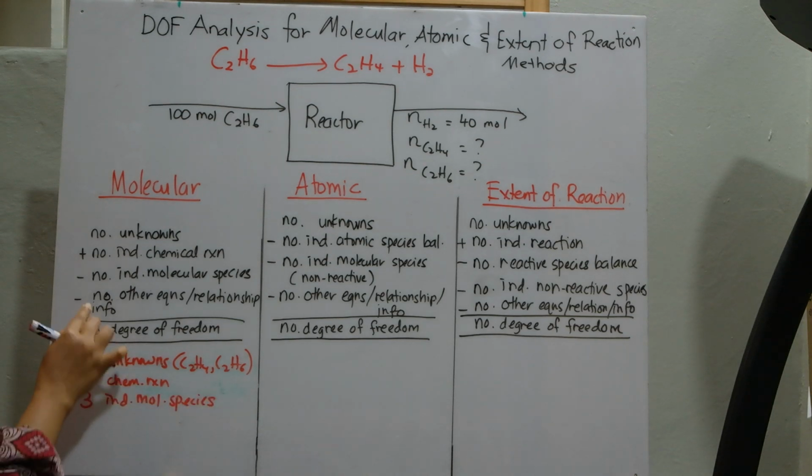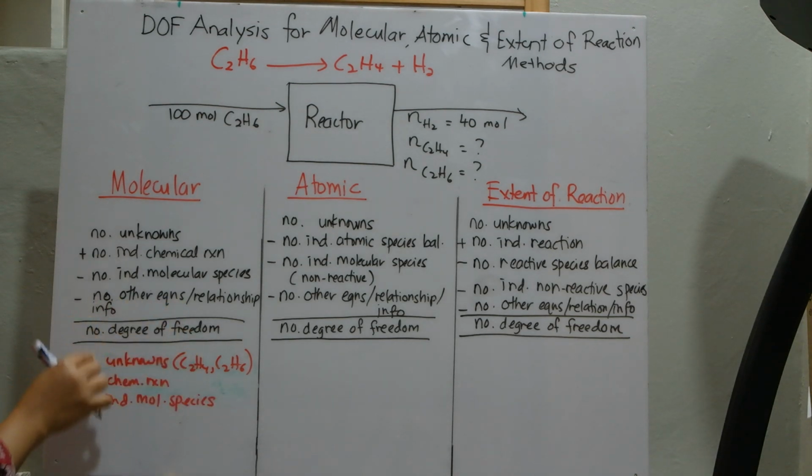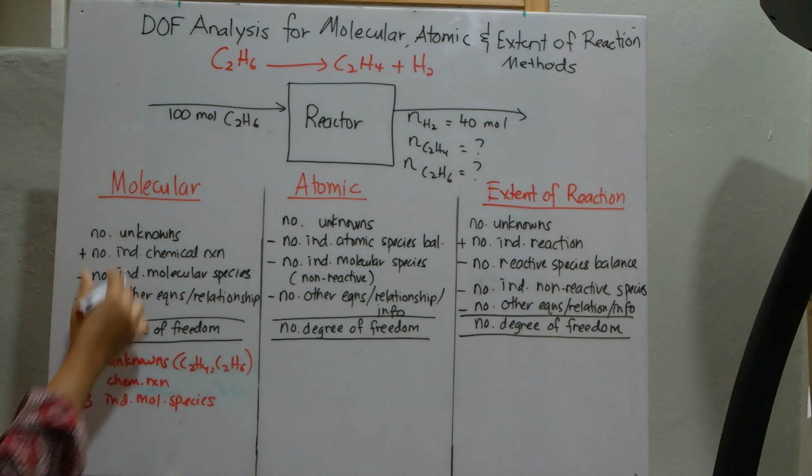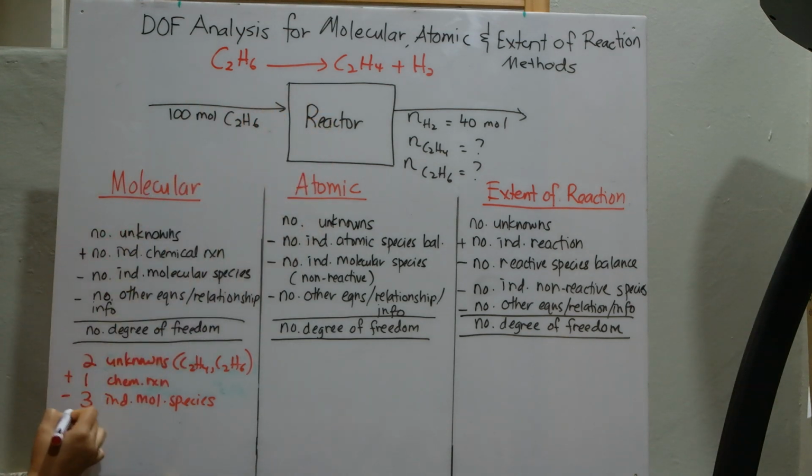And finally, other equations. Do we have other information besides this information? No. So it becomes 0, so we do not have to write it down. So for this one it becomes 0, so we do not have to write it down. So it becomes 2 plus 1, 3 minus 0 degrees of freedom. That's why just now in part 9 we were able to solve this question.